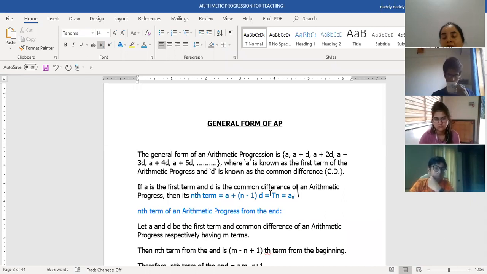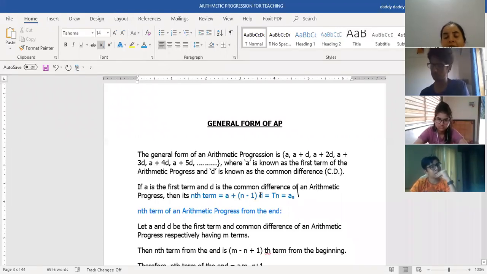I want to get the value of that term. So what I will do is, whatever is my first term, I will put that number in place of A. Whatever is the common difference, I will put that value in place of D. And since I want to find out the value of the 35th term, the value of n is 35. So in place of n, I'm going to put 35.